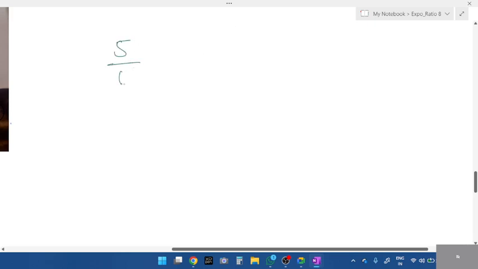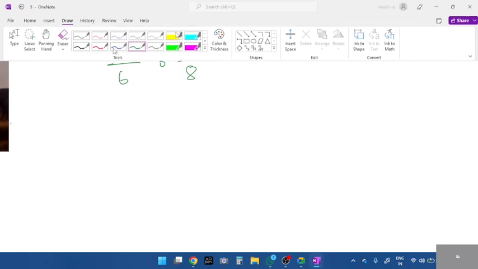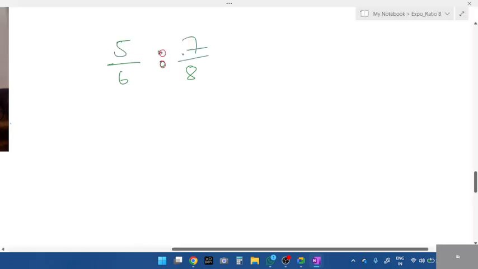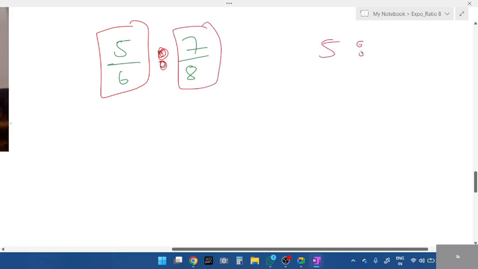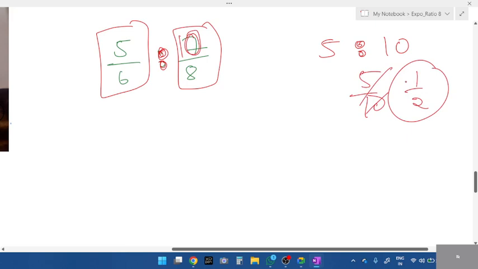Next. 5 divided by 6 is to 7 divided by 8 is given. Again, is this ratio or proportion? Ratio. How come ratio? We have one term, then the is to symbol, and two terms, right? Fine. If it was like this, how do you solve? If it was 5 by 10, the answer is 1 by 2, correct? But here, what is the difference between this and this? What else is extra?